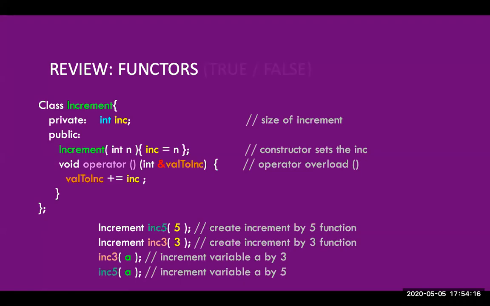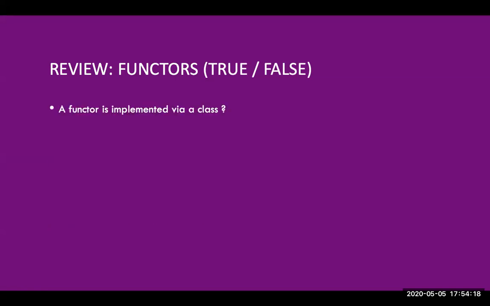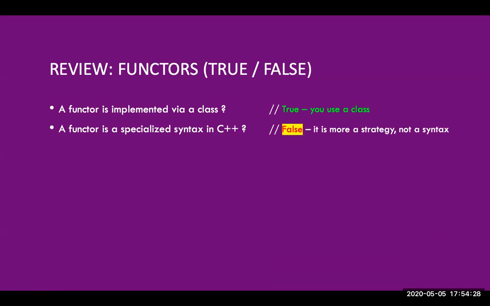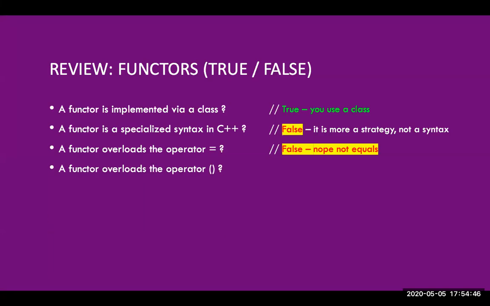Okay. So those are functors. A couple of quick test questions. Is a functor implemented via a class? Well, yes, you should remember that. Is it a specialized syntax? Not really. By that, I mean it's kind of a strategy. There's no keyword functor that you could look up and find out where to put it in your code. Definitely, we are not overloading the equals sign. A number of people understandably get confused about that sometimes. But the key thing that we're overloading, of course, is the parentheses.